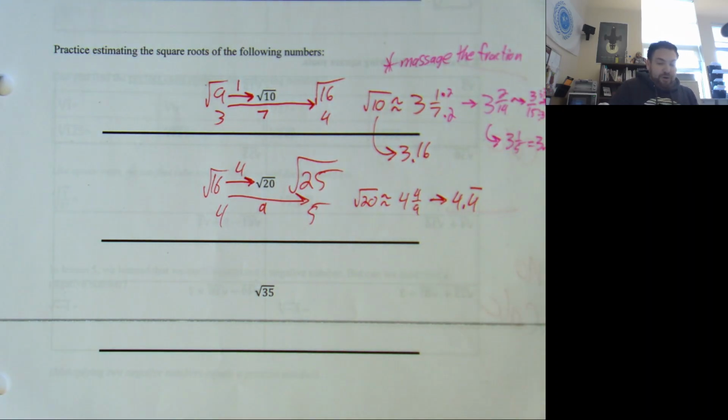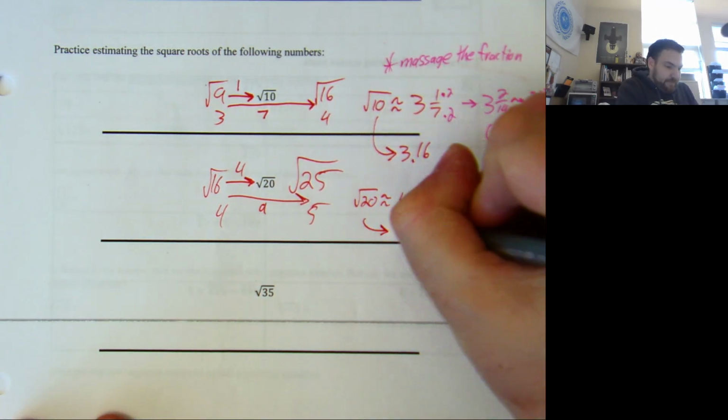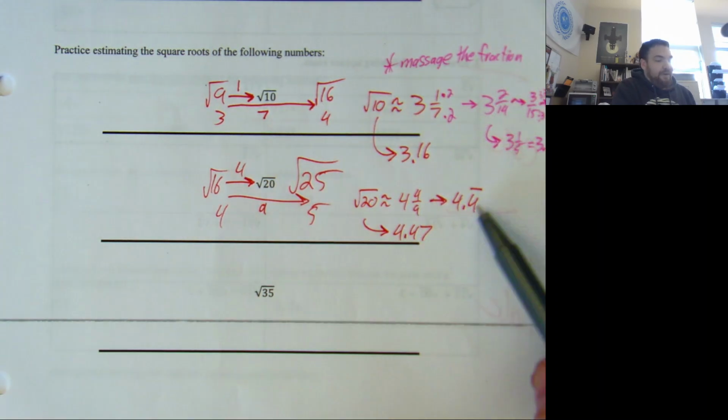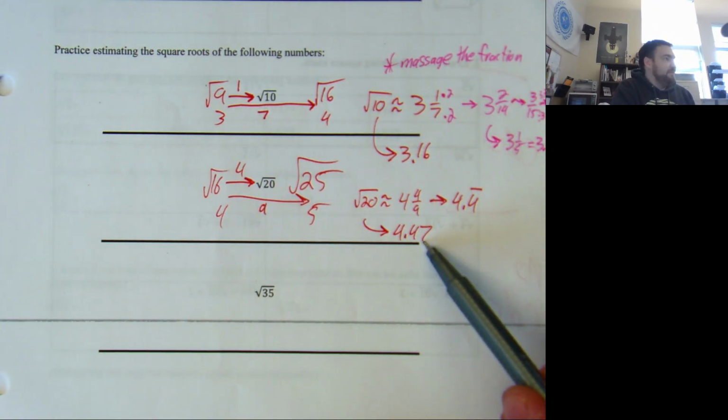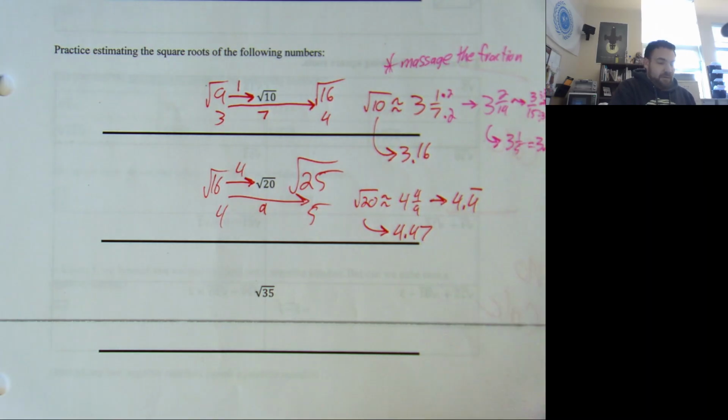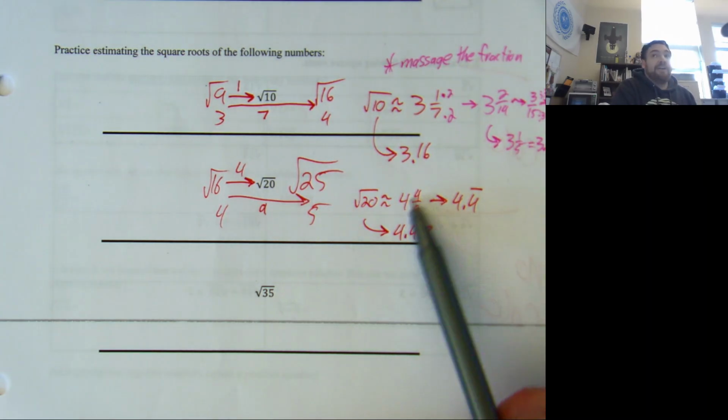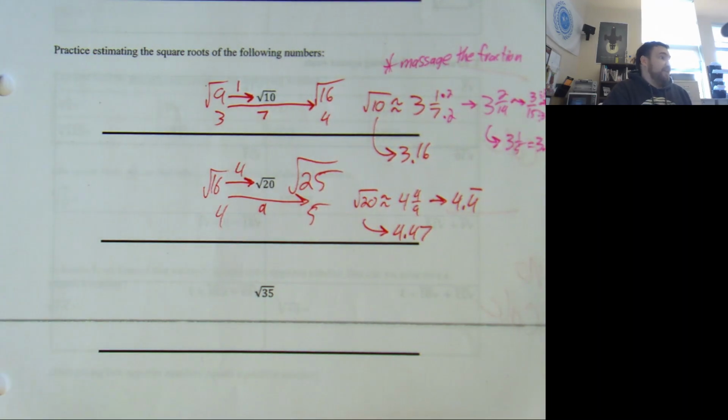And I'll do it real quick here for you. You shove the square root of 20 into your calculator. You're going to get 4.47. Now, is 4.44 close to 4.47? You bet it is. This one did not require any massaging because it itself was a nice fraction.